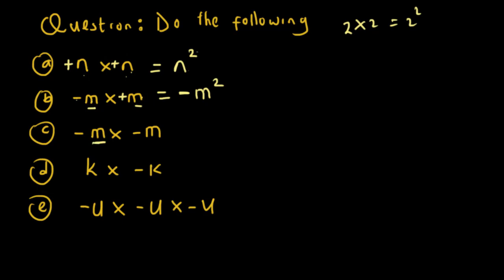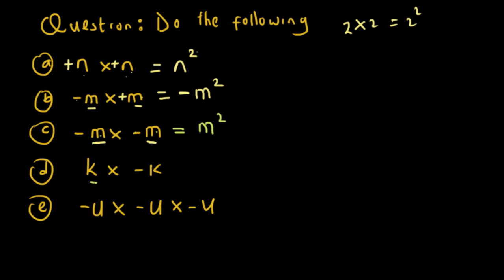Let's do C. The sign of m is minus. The sign of the second m is minus. So we multiply the signs first. Minus times minus is plus. M times m is m squared. So this is m squared, or plus m squared as the case may be.